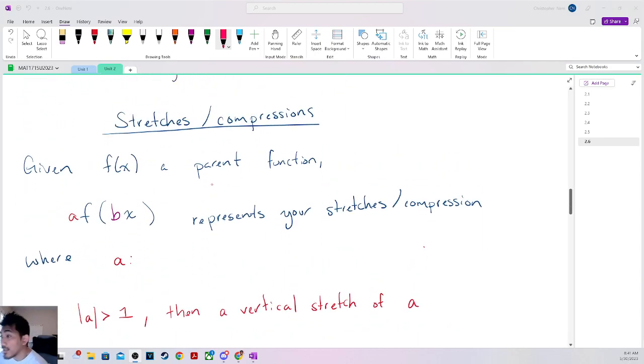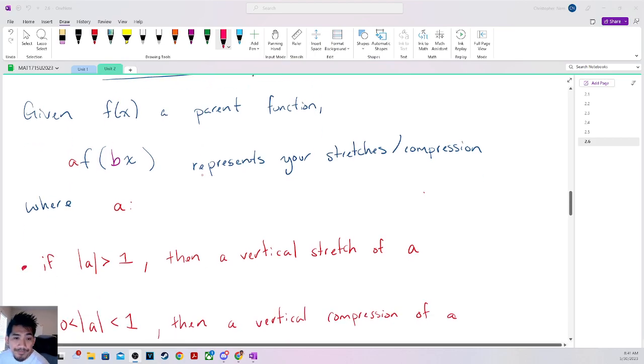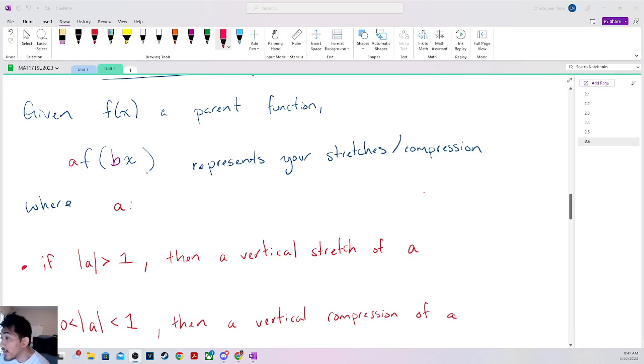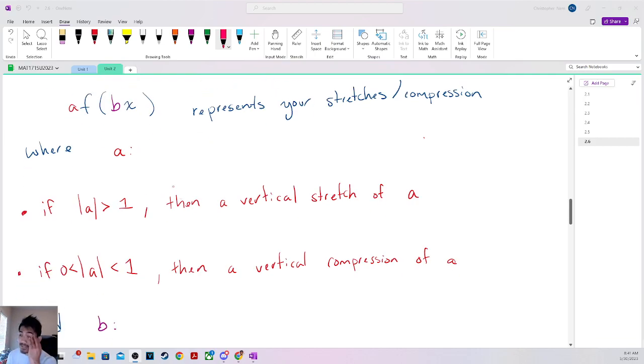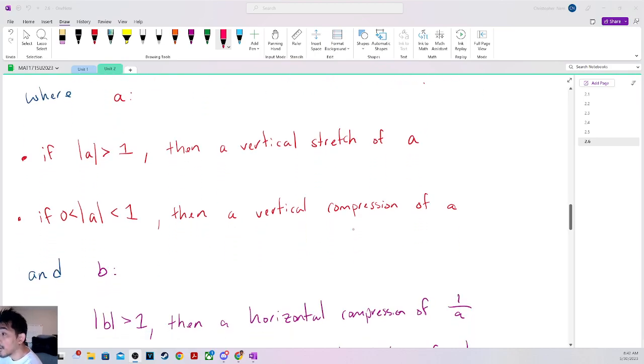So let's talk about stretches and compressions. These are multiplying. So I have a f of b of x. This a, if it's multiplying outside my function, is going to be a vertical stretch slash compression. It's a stretch if that a value is bigger than 1. I don't care about if it's negative; that's a reflection. So if it's bigger than 1, it's a vertical stretch. If it's less than 1 and bigger than 0, so that means it's not a negative value, then it's going to be a vertical compression if it's a fraction in particular. I say it's a vertical stretch of a, or I say it's a vertical compression of that value a.